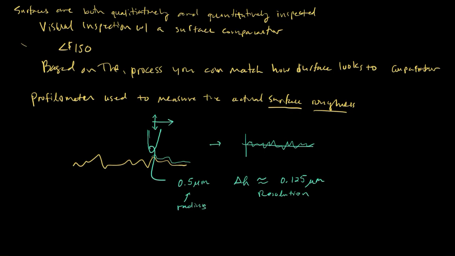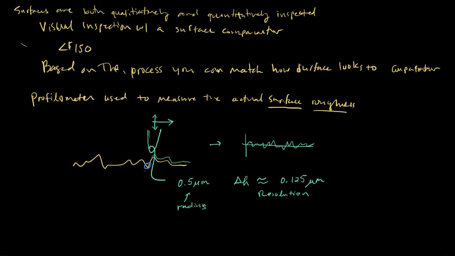Okay, so what this means is that you can't really measure features such as this, that would be less than the radius of the tip, and the sensitivity of the profilometer in the vertical direction is about 0.125 microns, which is pretty small. So you can get pretty good measurements using these devices.